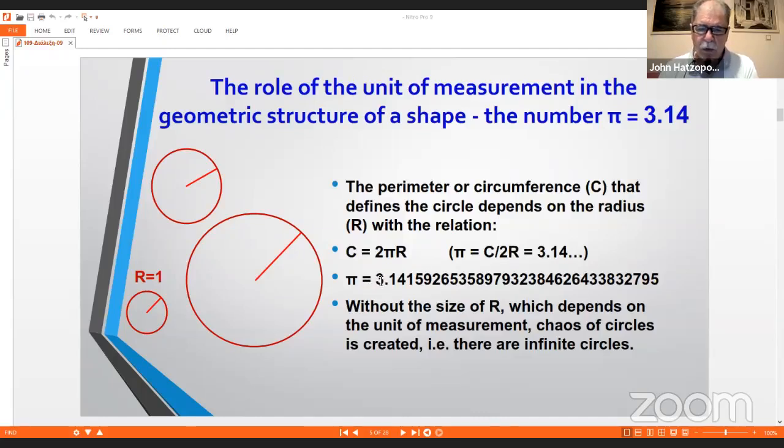That means it cannot be equal to a ratio of two numbers, and it has an infinite number of digits. Here are some of them. Now, without having the size of the radius, we have an infinite number of circles, and actually a chaos of circles.